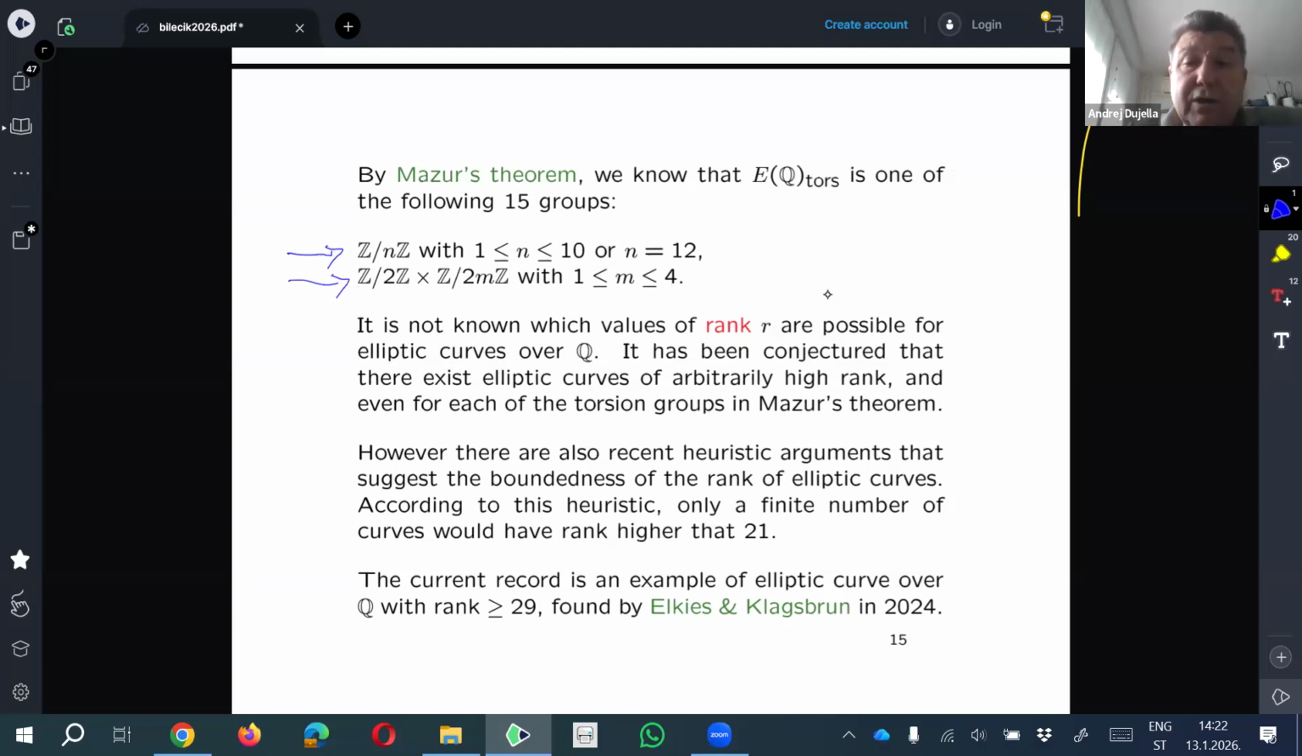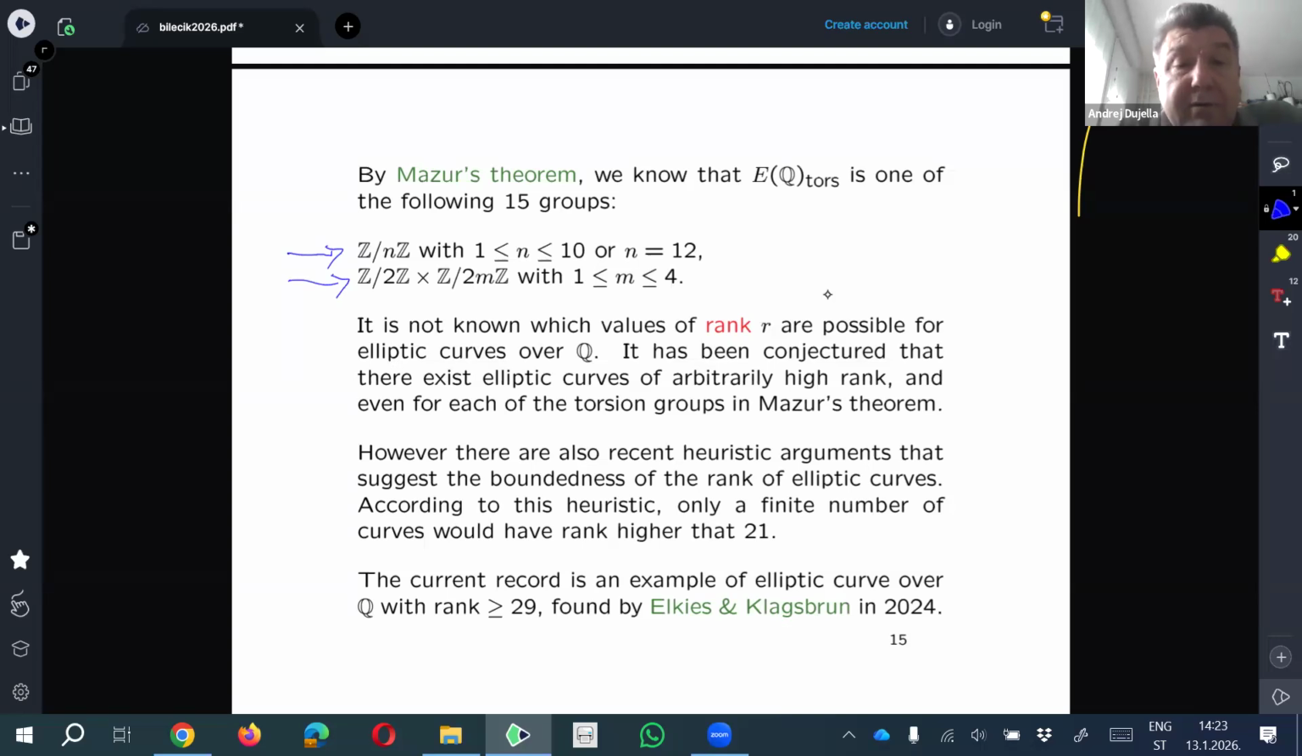Concerning rank, it is not known what values of rank are possible. For a long time, it was conjectured that there exist elliptic curves with arbitrarily high rank. And even if we fix the torsion group, any of these 15, the rank can be arbitrarily large. However, there are also some recent heuristic arguments suggesting possible boundedness of the rank of elliptic curves.